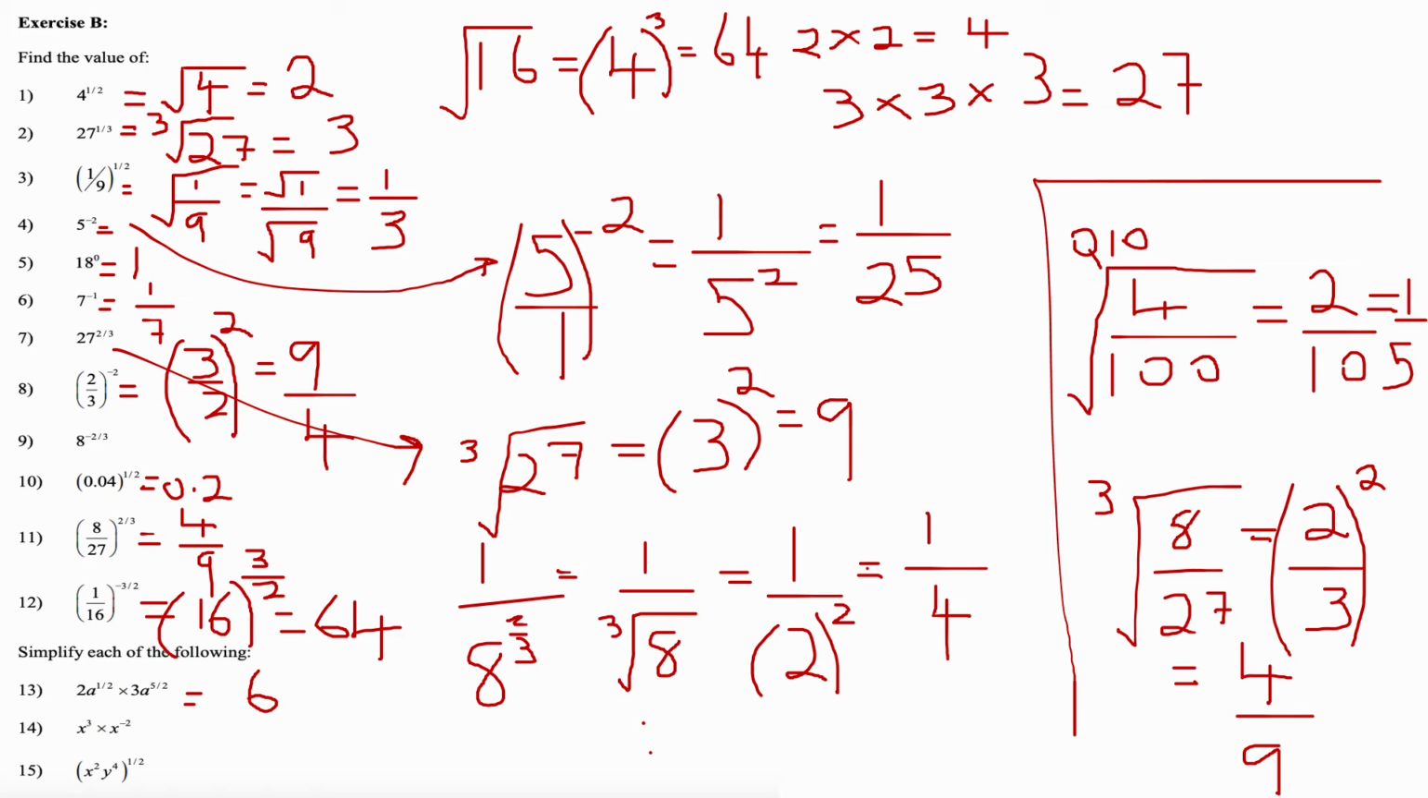A to the half times a to the 5/2. Now the rules of indices state that if I multiply with the same base, so the same letter, I just add the powers. A half plus 5/2 is 6/2, which is just 3.